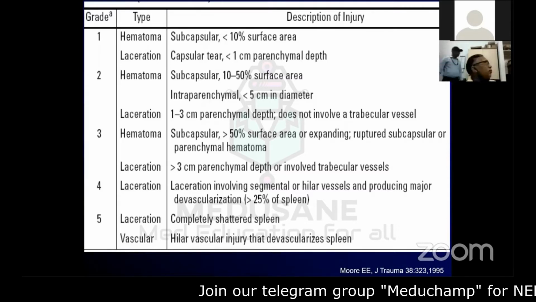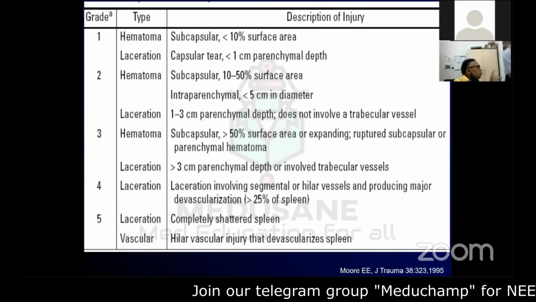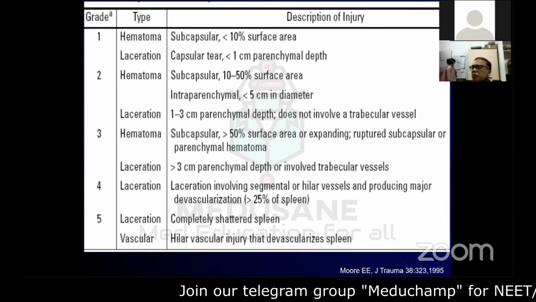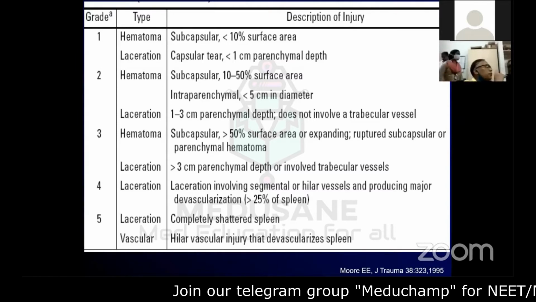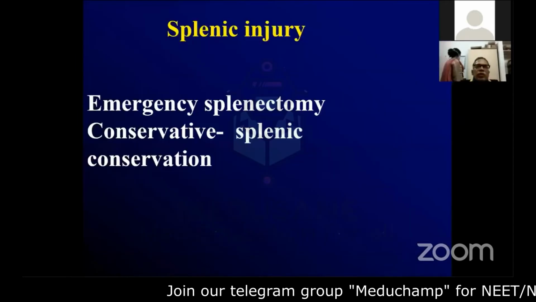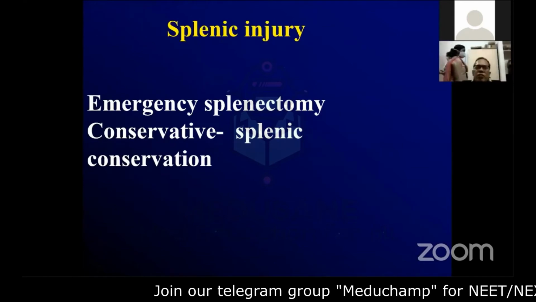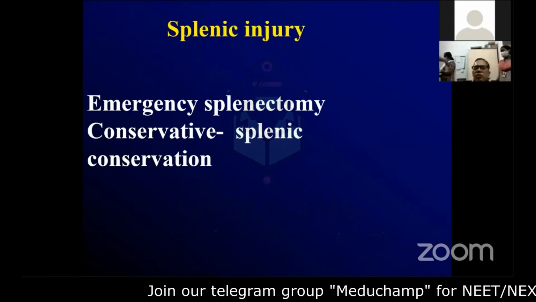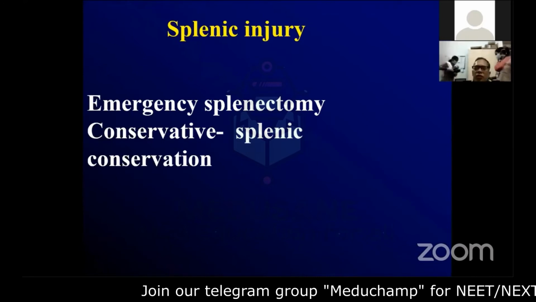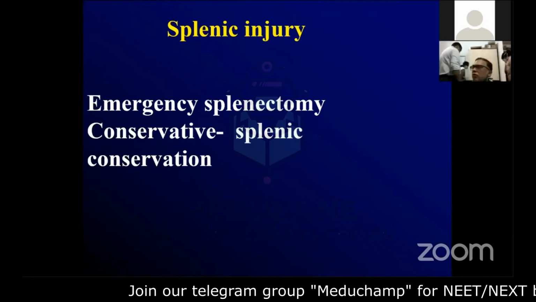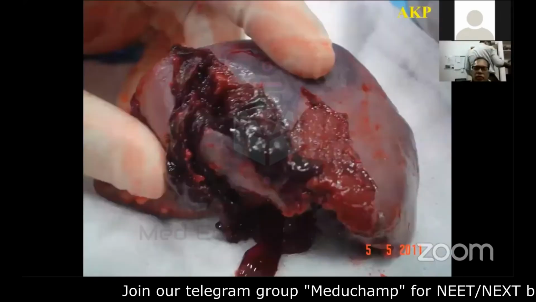And here you can make out how the patient is and decide. In emergencies, there are two options here. One is emergency splenectomy and the second option is splenic conservation. That means don't operate, manage hemodynamically, and subsequently you can see the clot is still adherent here.